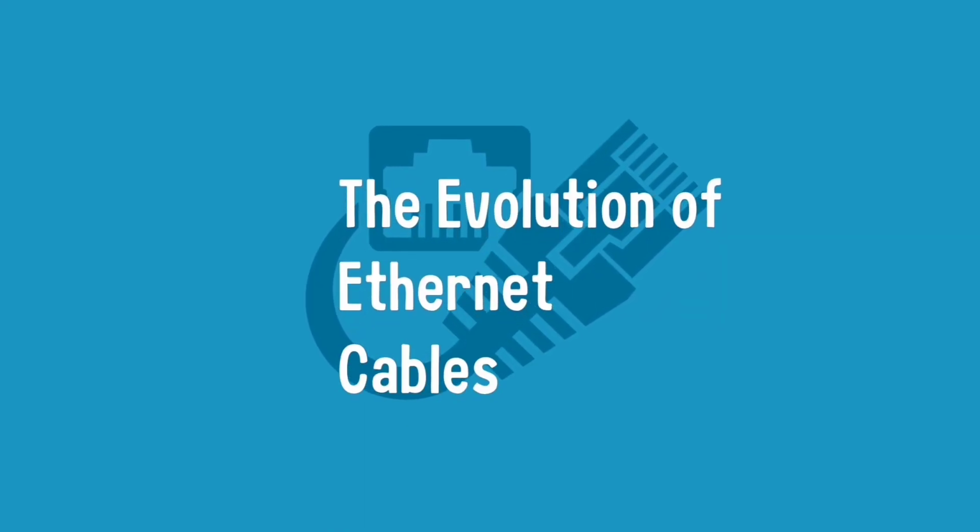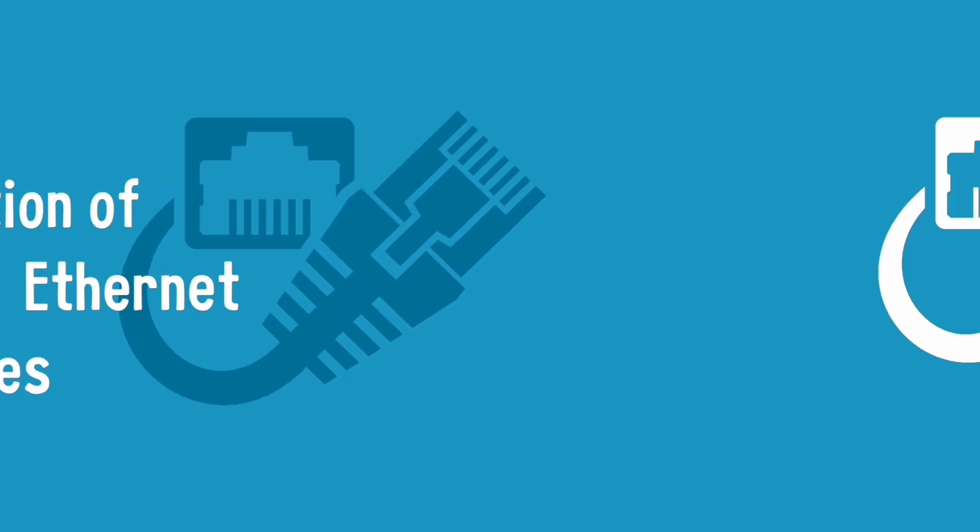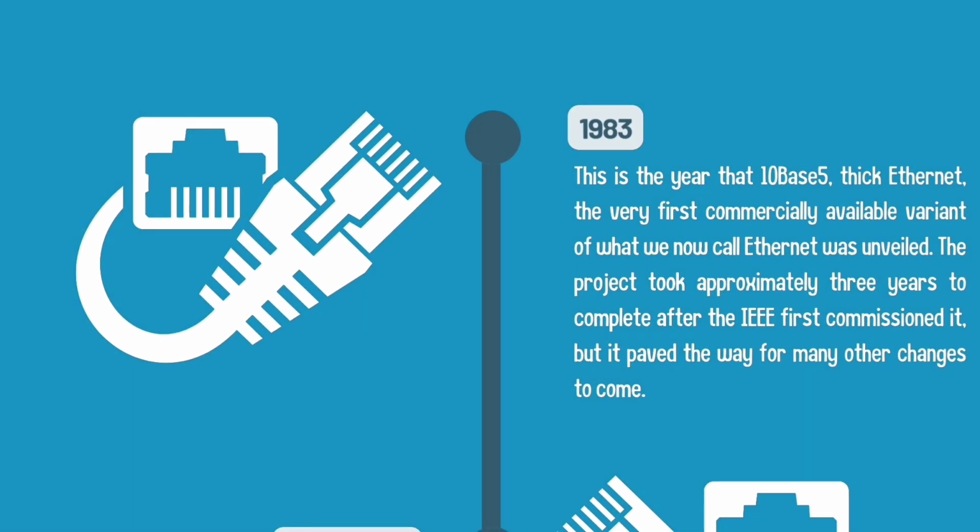It's been more than 30 years since the first Ethernet was approved. 1983. This is the year that 10Base5, thick Ethernet, the very first commercially available variant of what we now call Ethernet, was unveiled. The project took approximately 3 years to complete after the IEEE first commissioned it, but it paved the way for many other changes to come.